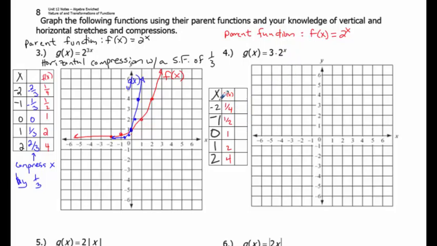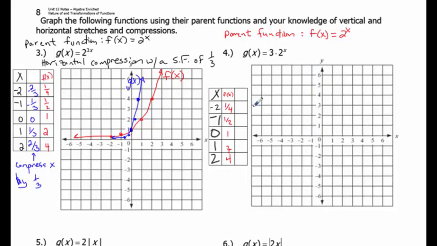Okay, so how do I get these original y values from the parent function? It's 2 to the -2 power, 2 to the -1 power, 2 to the 0 power 1, 2 to the 1 power 2, 2 to the 2 is 4. All right, so that's where those are coming from. If you haven't paused the video to fill in this table, do so now.